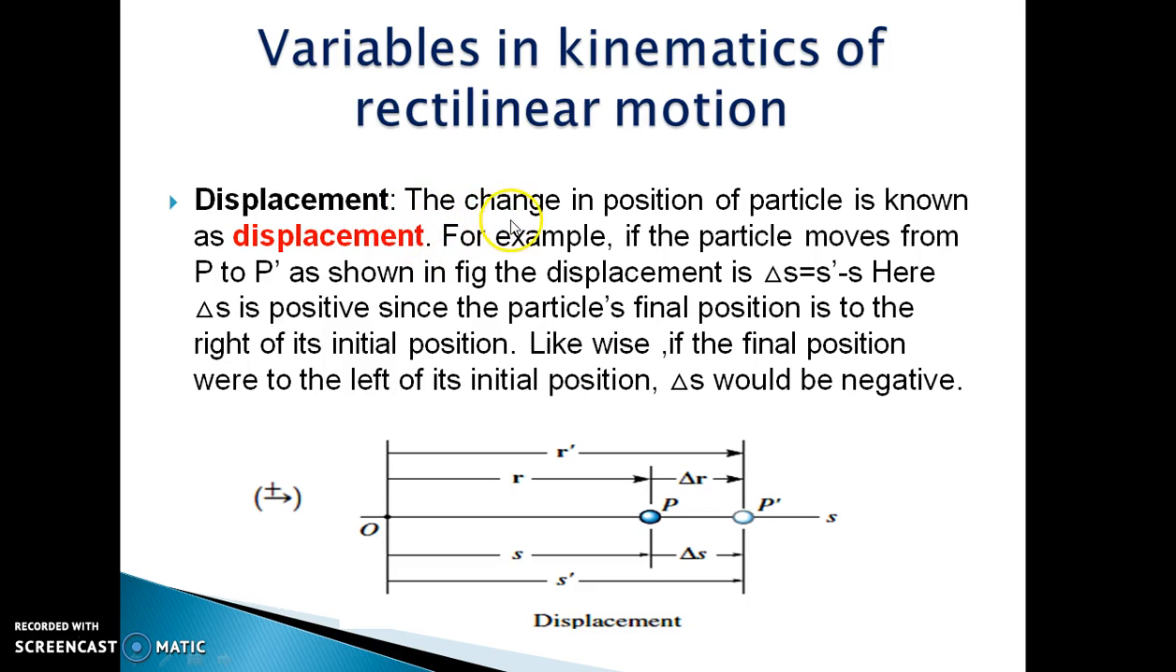Displacement. The change in position of a particle is known as displacement. For example, if the particle moves from P to P dash as shown in the figure, the displacement of the particle is given by delta S. That is, delta S is equal to S dash minus S, the final position of the particle minus the initial position. Here, delta S is positive since the particle's final position is towards the right of its initial position. Likewise, if the final position were to the left of its initial position, delta S would be negative.